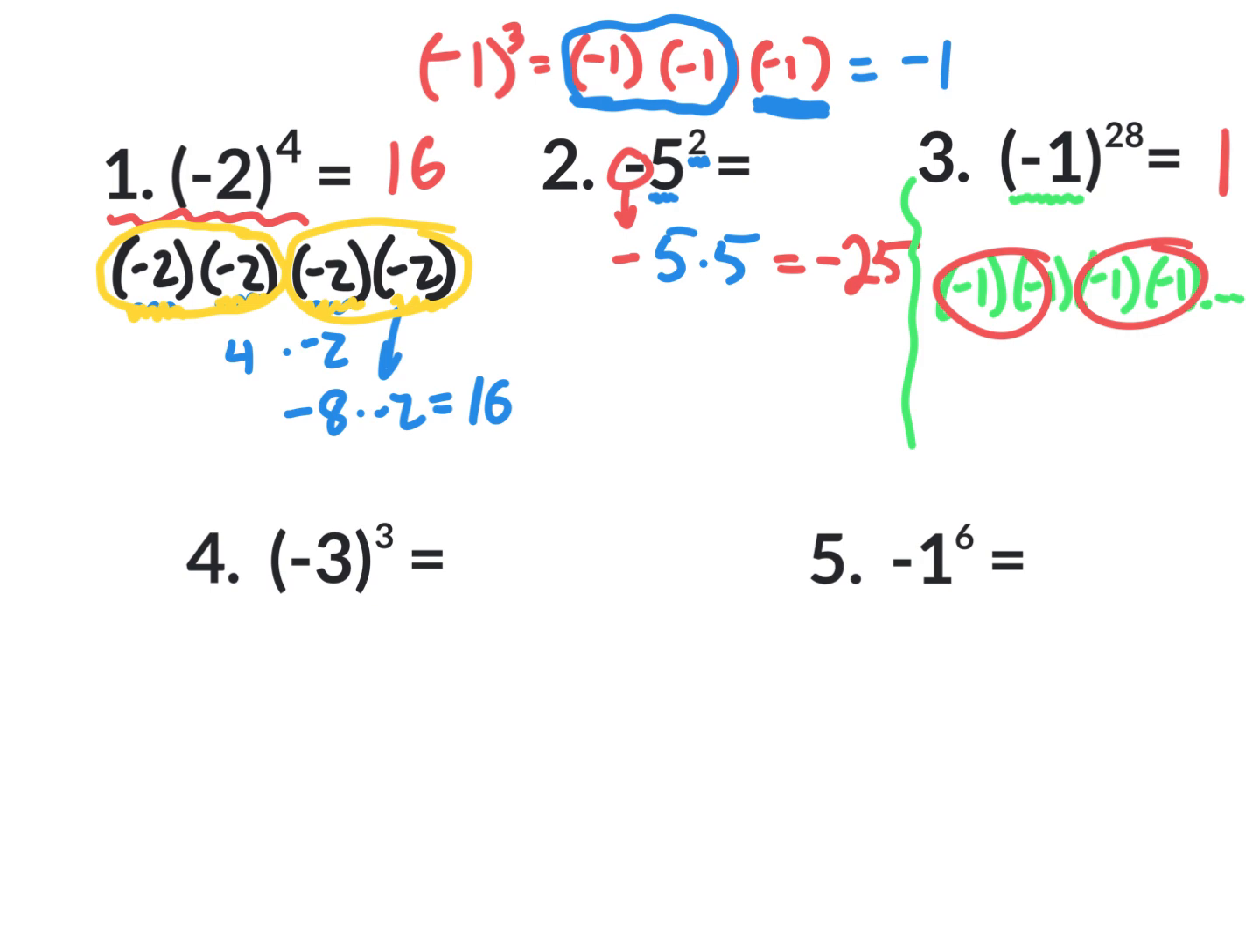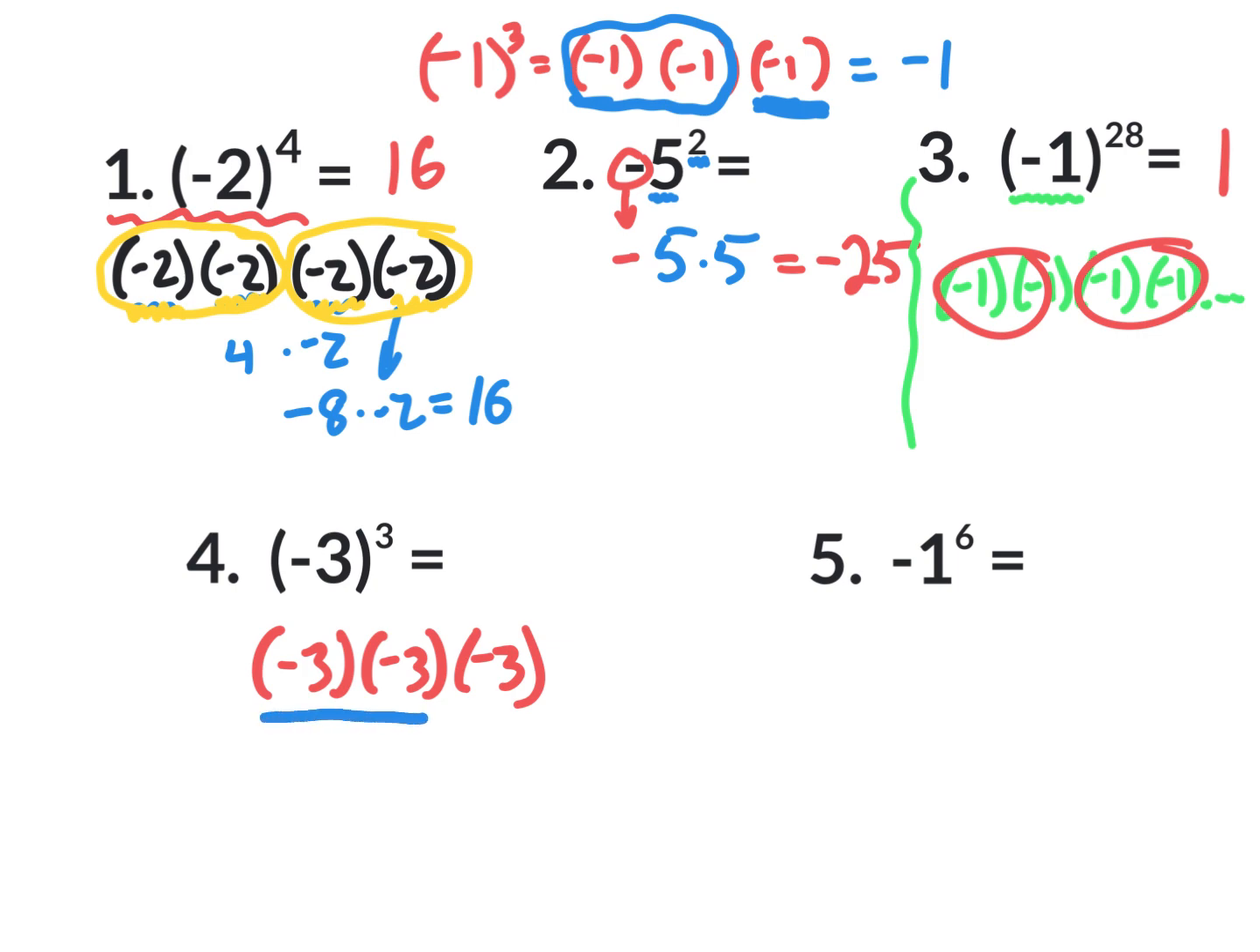Moving on to number 4, we do have a negative sign included in the base. I want to expand it: -3 times -3 times -3. That's because the exponent told me to write this base 3 times: 1, 2, 3. There it is. Now simply do the math.